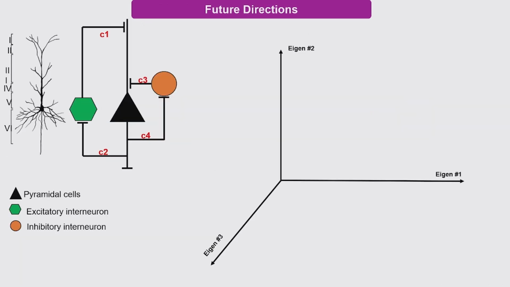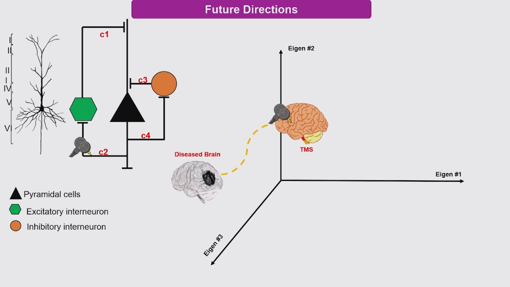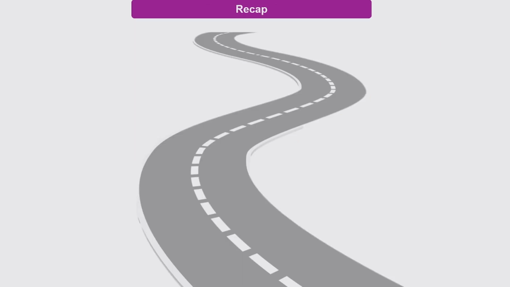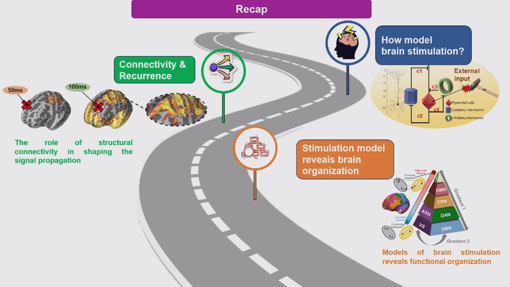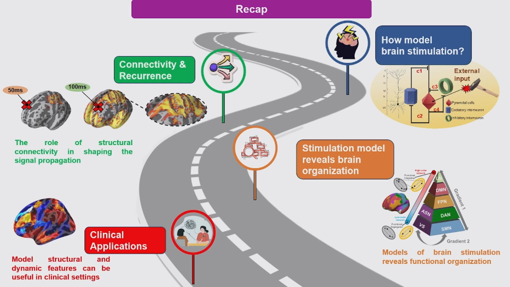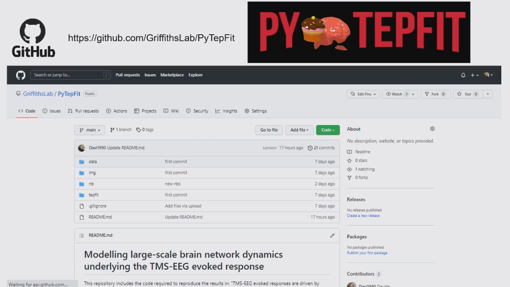With this being said, I'm just concluding and saying that hopefully this brain stimulation model can be useful in the future. The idea was to move the brain and to tailor the external input in a way that we can promote a healthy target brain state. This is just a recap. I showed you how to model brain stimulation, how connectivity and recurrence can happen, and how models of brain stimulation can be used to unveil some physiological brain organization and some clinical applications.